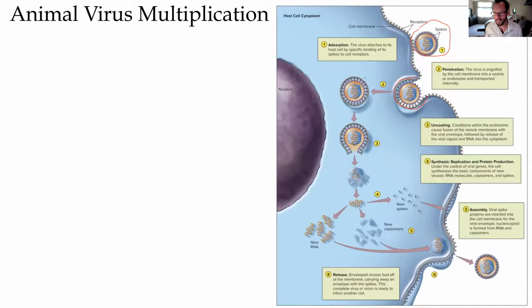Then it uncoats. It takes off that vesicle on the outside. If it's an envelope, it's going to lose the envelope. And then it has this capsid here. And the capsid is going to start breaking apart. And once the capsid breaks apart, then we have synthesis. We have the RNA, in this case, because it's in the cytoplasm. Not all DNA viruses replicate in the nucleus, but most do generally.